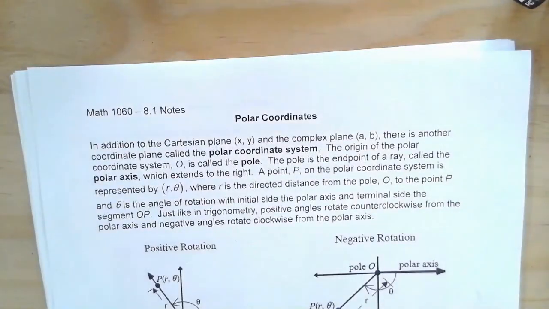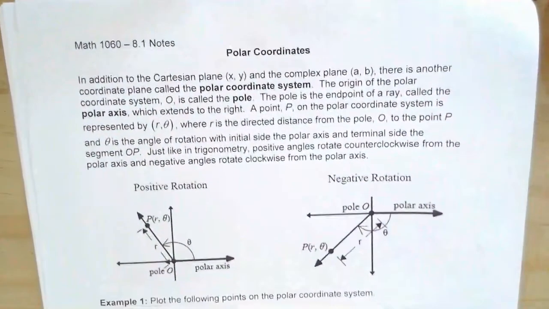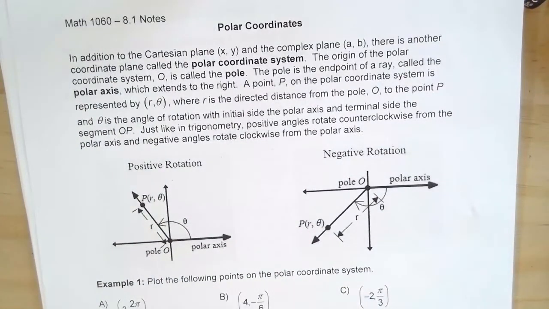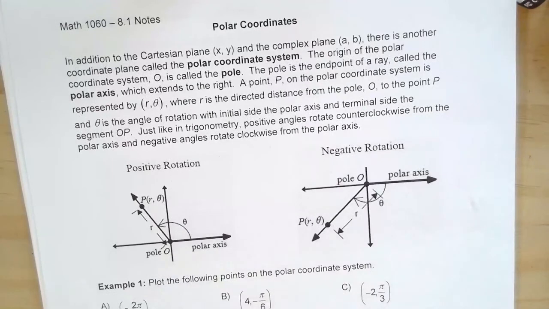In addition to the Cartesian plane, so x comma y, that's our regular graph we've been using, and the complex plane a b, there is another coordinate plane called the polar coordinate system. The origin of the polar coordinate system is O, which is the pole. So when you think of a Cartesian plane, it's your point 0, 0. The pole is the endpoint of a ray called the polar axis, which extends to the right, as you can see down below here. A point P on a polar coordinate system is represented by r comma theta.